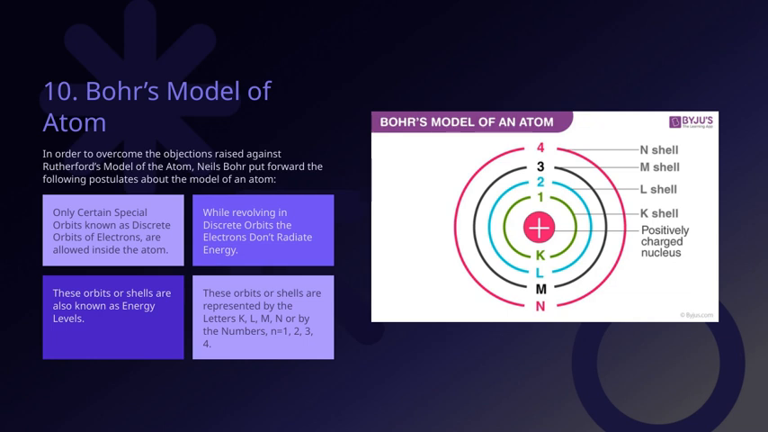These energy levels are often labeled with letters like K, L, M, N, or with numbers, such as n equals 1, 2, 3, 4. These labels help us understand and identify the different shells or orbits where electrons can reside. This model was a significant step forward because it introduced quantization into atomic structure, connecting the behavior of electrons to specific energy states. And as we'll see later, this idea helps explain phenomena like spectral lines and atomic emissions.